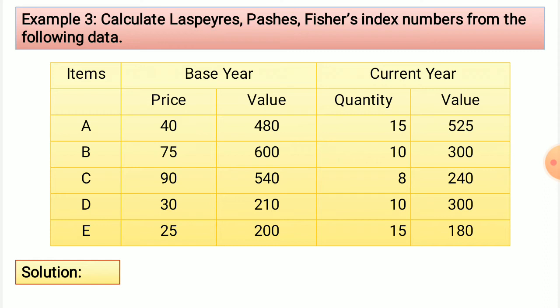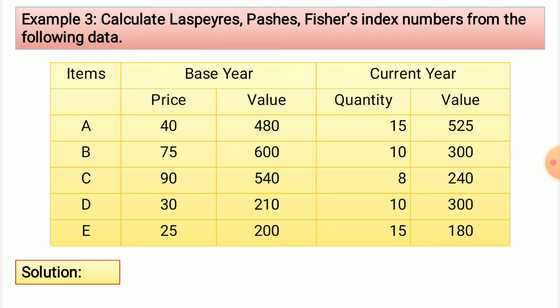When values are given, we can find Q0 when the value is divided by P0, then we get Q0. And in the current year the quantity and values are given. So in the current year, the value is to be divided by the quantity, then we will get the current year price.